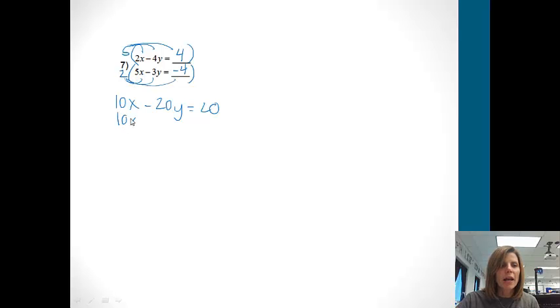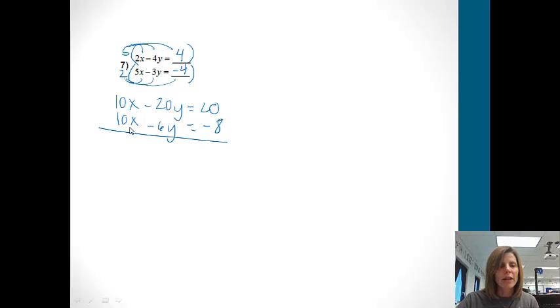So what I can do is think, what could I make both of these? And I'm actually going to, on this one, think, okay, what could I make 2 and 5 both? What do they both go into? And the answer would be 10. So I want to make both of those say 10x. So I'm going to multiply the top one by 5, because that would make that be 10x. And then I'm going to multiply the bottom one by 2, because that would also make that 10x. So distribute, I'm going to get 10x minus 20y is equal to 20. And then distribute again, I'm going to get 10x minus 6y is equal to negative 8.